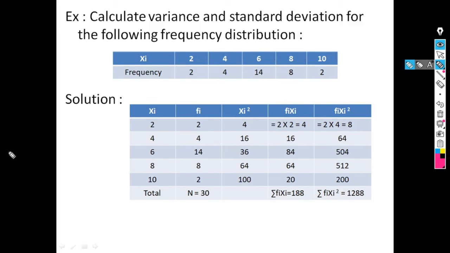We know the formula for variance is summation of fi (xi minus x bar) square divided by summation of fi, or the second formula is variance sigma square is equal to summation of fi xi square divided by summation of fi minus x bar square. Mostly we use this formula because it is very easy for the calculation. So from this formula we can see we require summation of fi xi, and then fi into xi square.